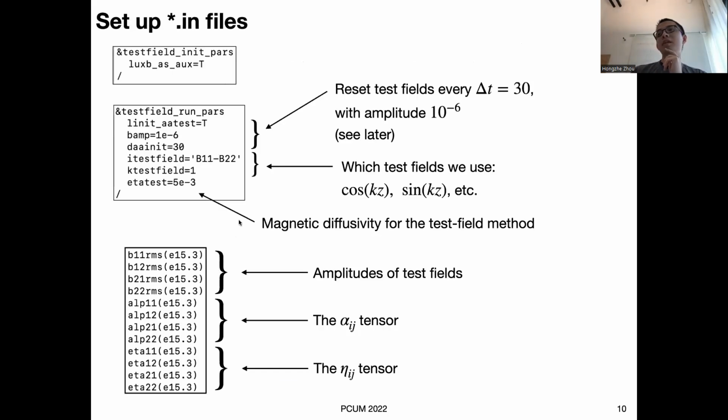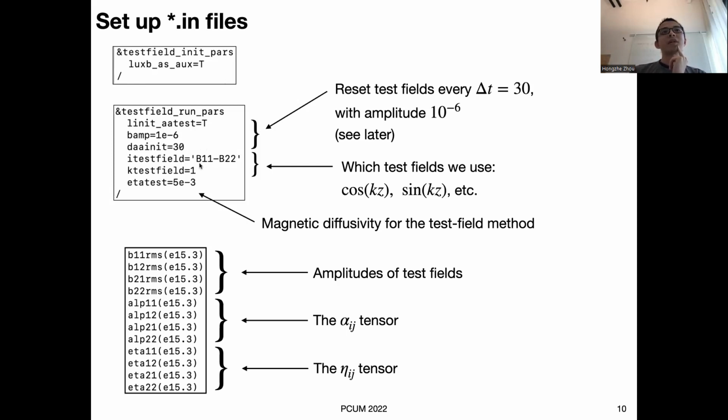Then you put in the parameters. For example, in start.in, you say LU cross B as auxiliary equals true. And in run.in, you specify a few parameters. So here, the first 3 relate to the resetting of the test field, and this will be clearer very soon. Basically, this means you reset your test field every 30 time units, and you reset it to have this amplitude each time.